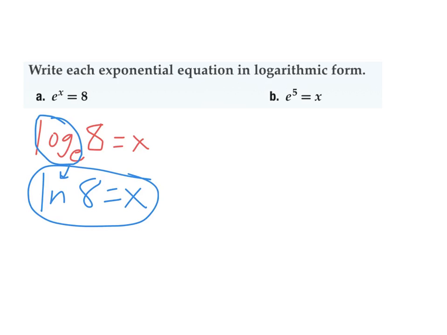Alright, so in this case, since it's base e, we're talking about the natural log. The power is 5, so the power goes on the other side of the equals, and the x goes next to the natural log. So this is the natural log of x equals 5, which is the power. Remember, this means log base e.